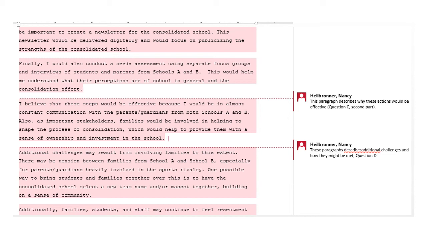The next paragraph describes the challenges to this course of action and how they might be met. Question D. Additional challenges may result from involving families to this extent. There may be tension between families from School A and B, especially for parents, guardians heavily involved in the sports rivalry. One possible way to bring students and families together over this is to have the consolidated school select a new team name and mascot together, building on a sense of community.